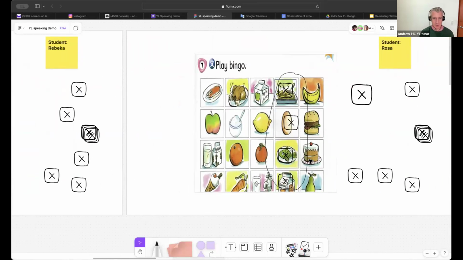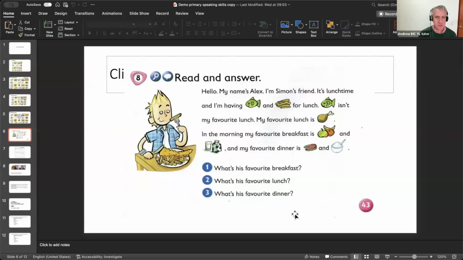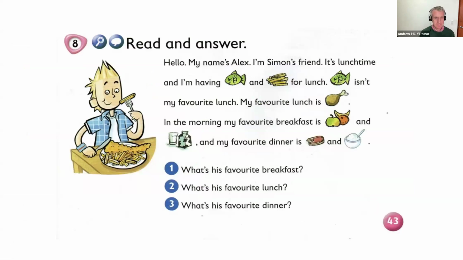Well done. Okay. Now, let's read about Alex. Alex is a character in this book that we're going to use, called Kids Box. I'd like you to read. You've got 1 minute and answer these. Sorry, I'll give you more time, 2 minutes. Answer these three questions. What's his favorite breakfast? What's his favorite lunch? And what's his favorite dinner?